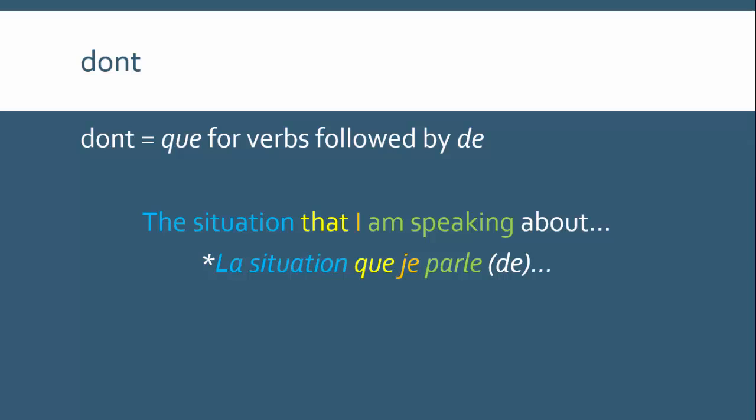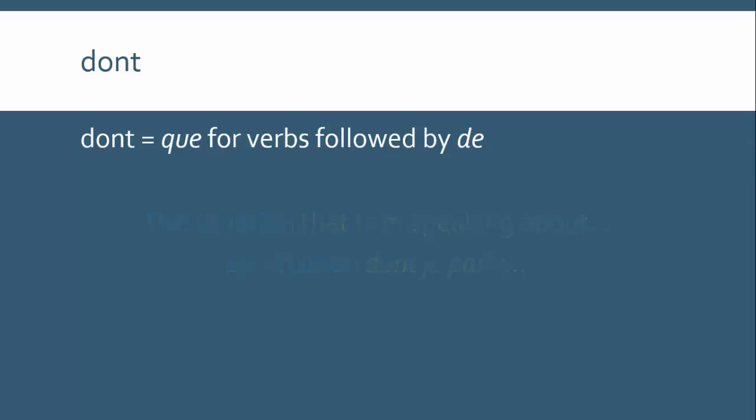Okay? Instead, we have to include the idea of de somewhere in the middle, and we do that by replacing que with dont. La situation dont je parle, and the word dont kind of carries the meaning of the de, and so we don't need to put the word de anywhere. So la situation dont je parle, the situation that I'm speaking about, or perhaps more technically, the situation about which I am speaking.